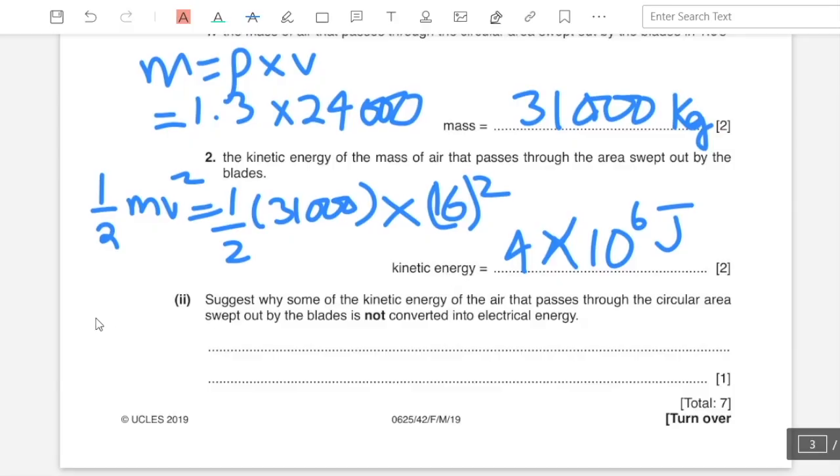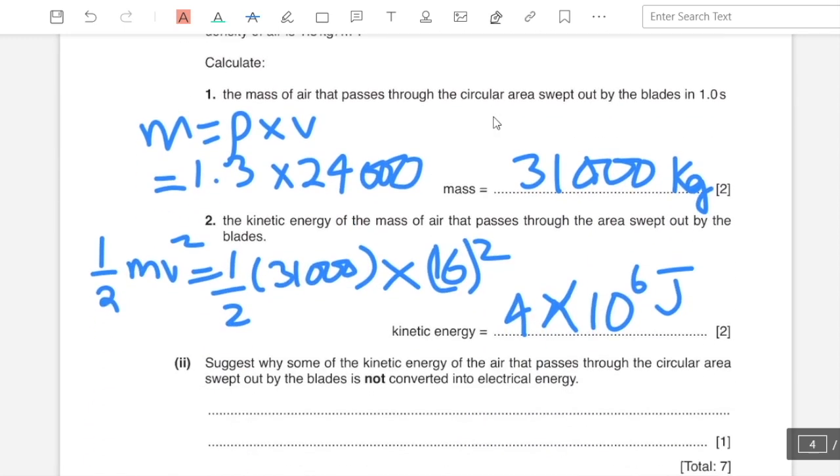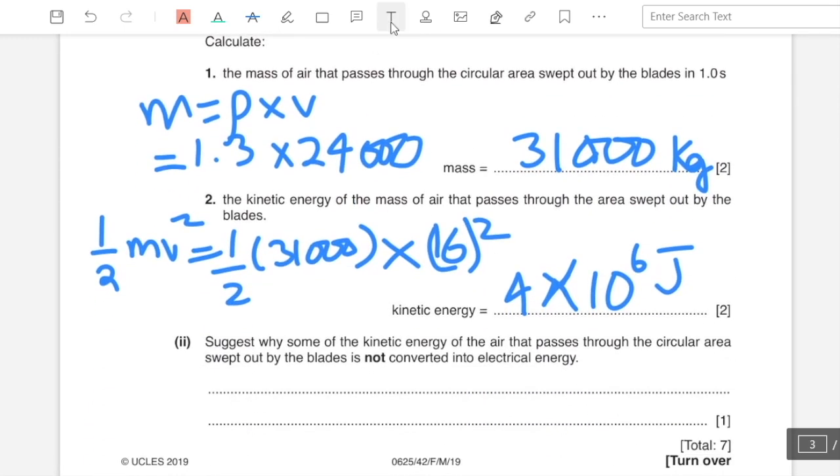To suggest why some of the kinetic energy of the air that passes through the circular area swept out by the blades is not converted into electrical energy. That is because some of the energy is required to oppose the friction which is caused by the blades over here, so that is not converted into electrical energy.